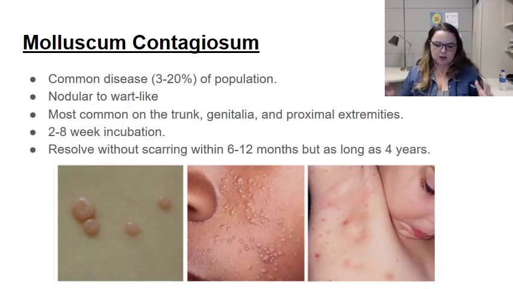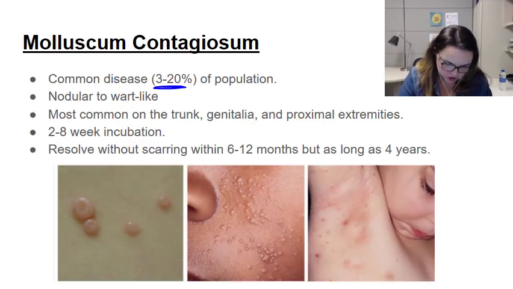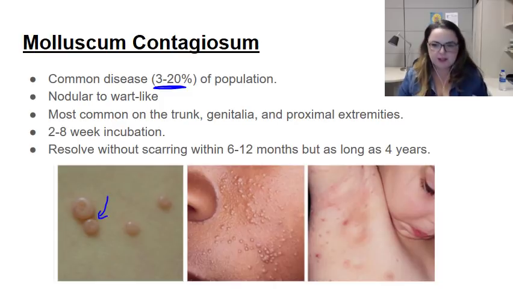All right, that is enough on smallpox. We're now going to talk about Molluscum contagiosum. Molluscum contagiosum is actually a really common disease. It affects about 3 to 20% of the population. The lesions of Molluscum contagiosum actually differ from other pox-like lesions because they're kind of nodular and wart-like. You can see them here.